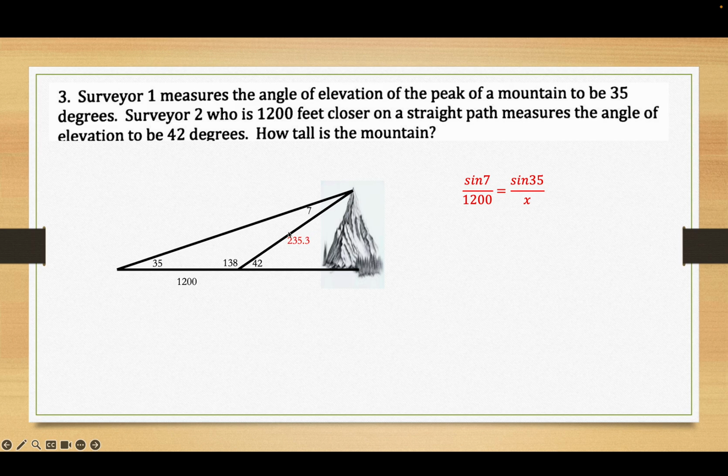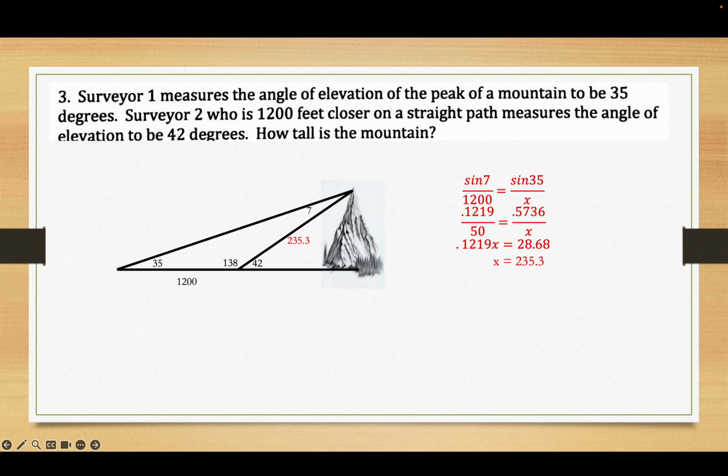So we don't know this value yet. That's what it's going to work out to be. Find the values, cross multiply, divide by 0.1219, and I get 235.3. So that's where that number comes from. I just put it in the wrong place for animation purposes. Now I can do SOHCAHTOA here, and I can find the height of the mountain.